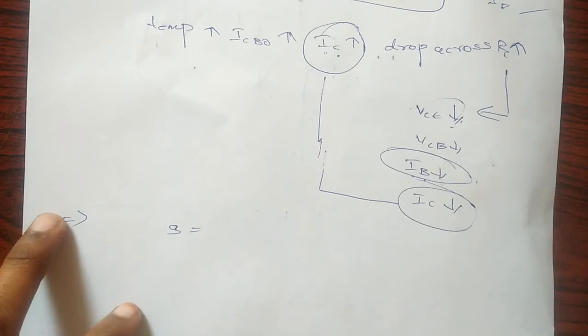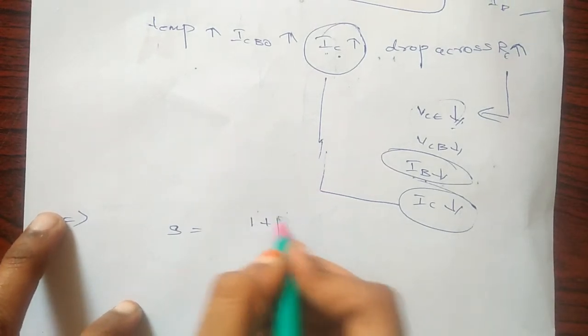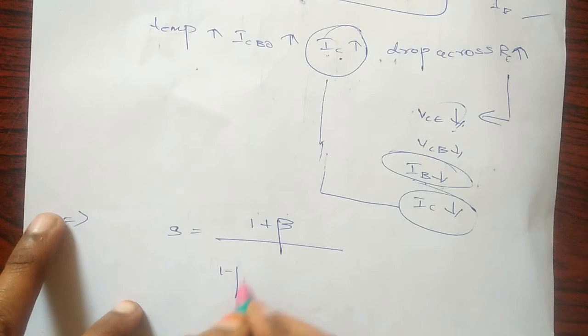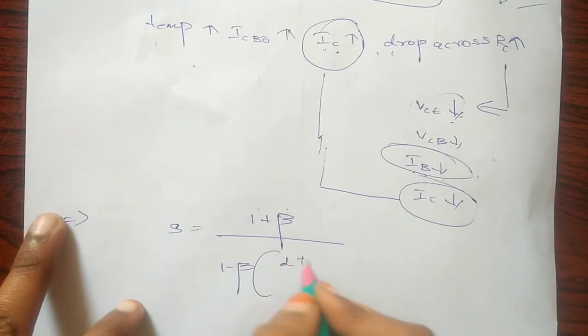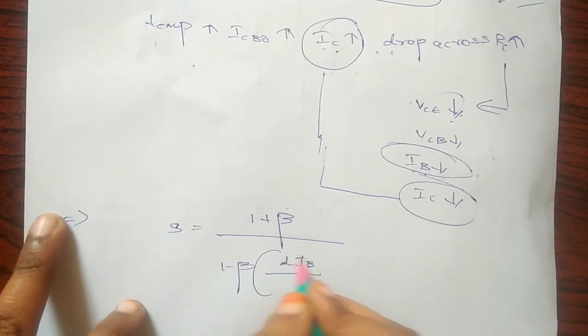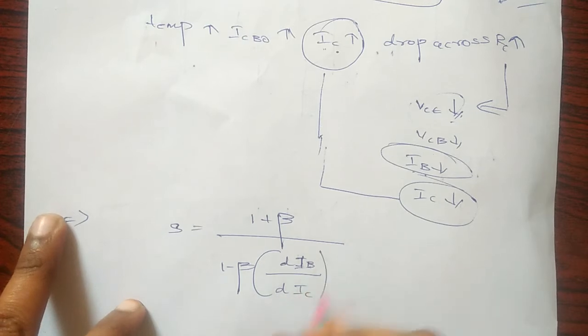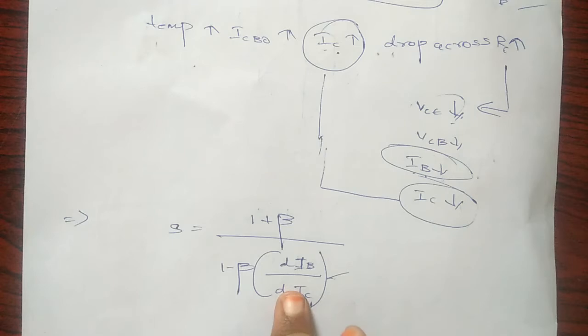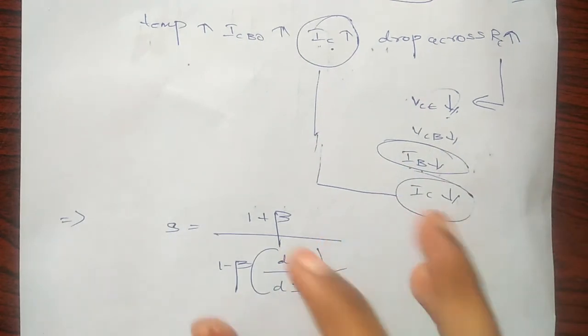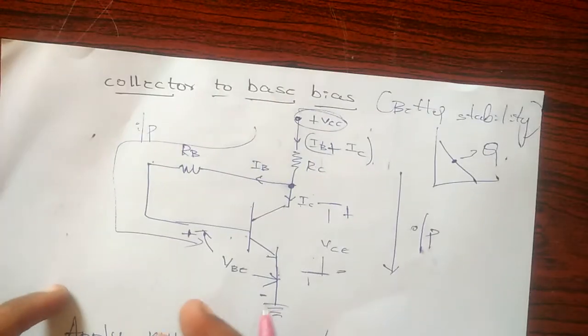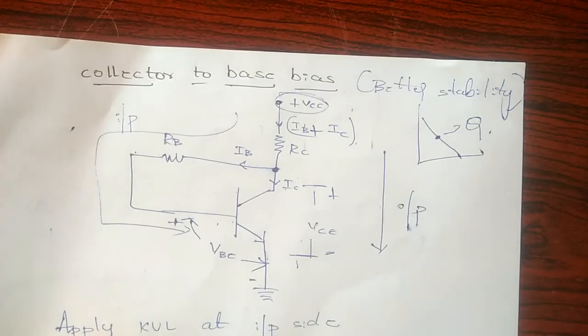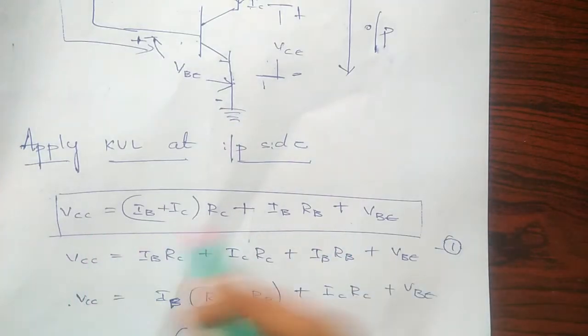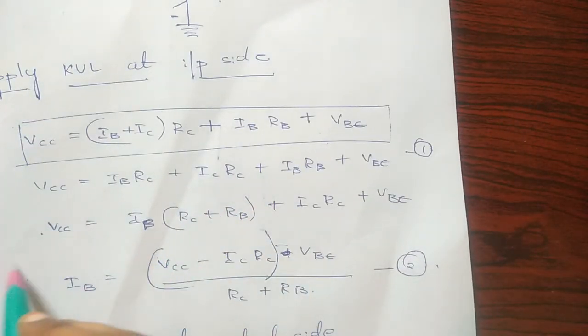The simple stability factor, we know that S = (1 + beta) / (1 - beta dIB/dIC). But we have to find this dIB and dIC and substitute here, and let's know what is the stability factor that we gained by this collector to base bias. So the VCC that we are having here is this, right? So let us take this equation.